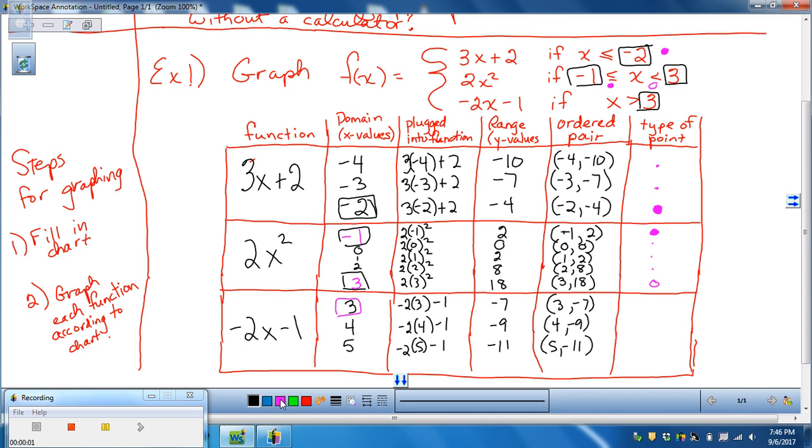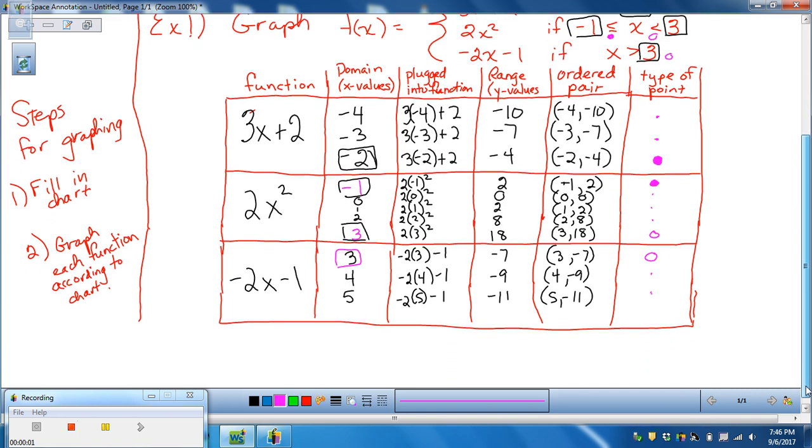So the last thing we need to do is fill in what kind of point it is. 3 had the greater than symbol in front of it, so that's going to be an open circle. So an open circle at 3, -7, and then the other 2 points are just regular points. Now that I have my table fully filled in, I'm ready for step 2, which is graph each function according to the chart. So I'm going to go plot these points, make points at those values, and then I'm going to connect them and finish my graph.